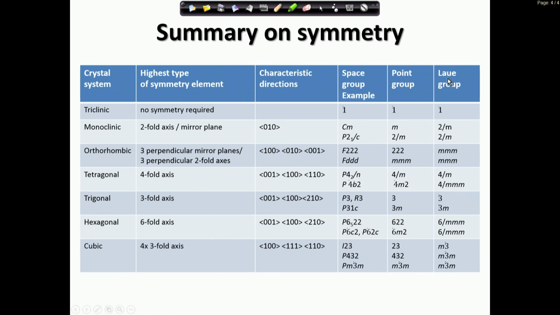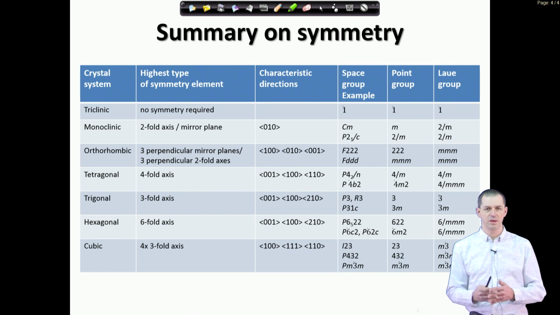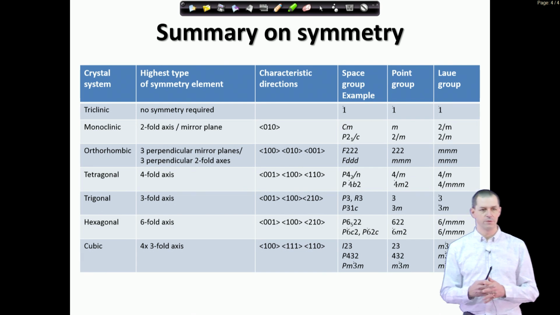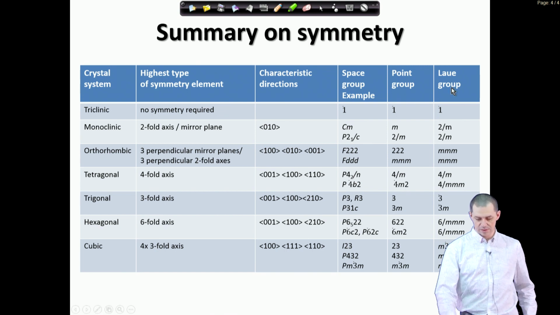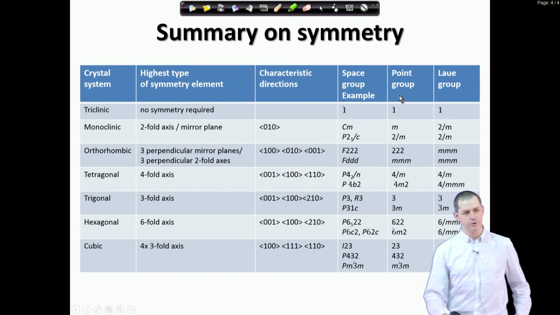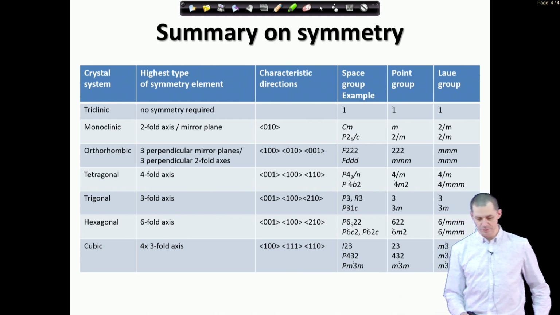So I repeat, the space group is the symmetry of the crystal structure, an infinite object. The point group is the macroscopic symmetry, so that's the symmetry of the crystal shape for an ideal crystal, and possibly the symmetry of physical properties. And the Laue group is a point group with an added inversion center, and this is the symmetry of the diffraction pattern that we obtain from the crystal.